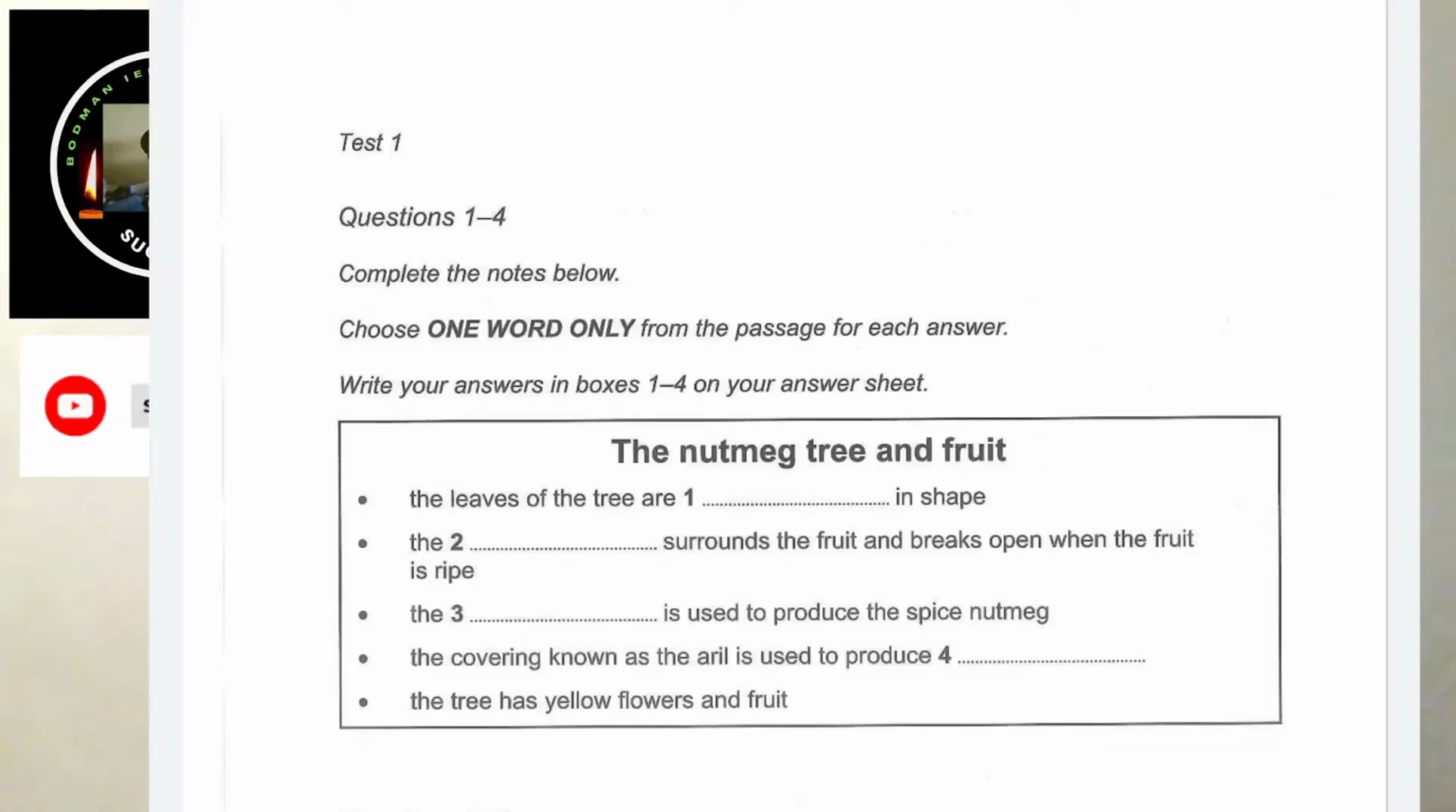The leaves of the tree are oval in shape. I am very sure, 100% sure that this answer is correct. I will write it down in my answer script. That is the first question. And I gave you my first tip. Don't forget my tip. You should be able to predict your answer to some extent. Now, let us use the same step for the next question, which is question 2.